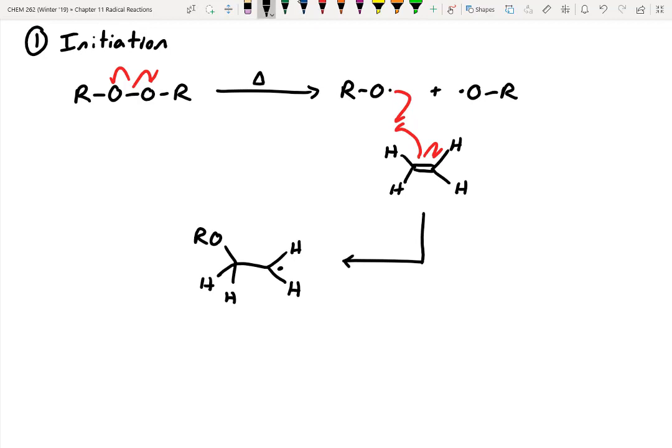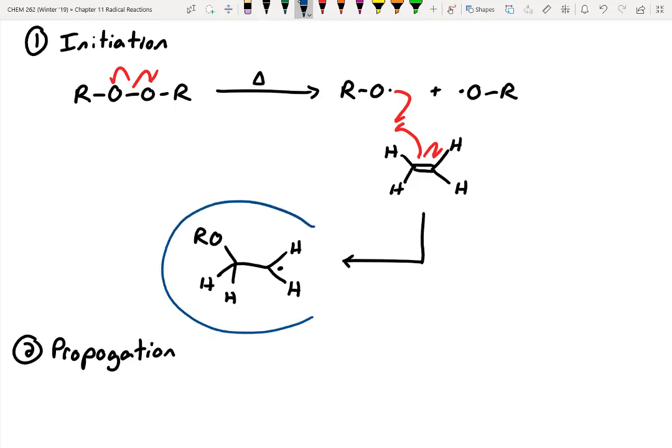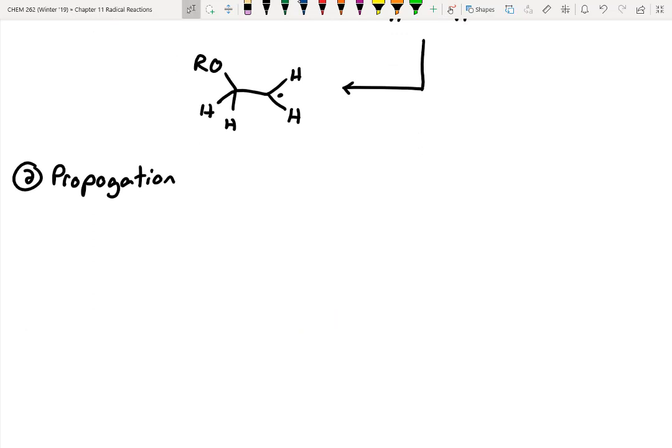Next step is propagation. And propagation, if you remember, is where we take our initial radical, in this case right here, and we react it with something new and we regenerate a radical in the process. Okay, so we'll take that same radical that we just made.